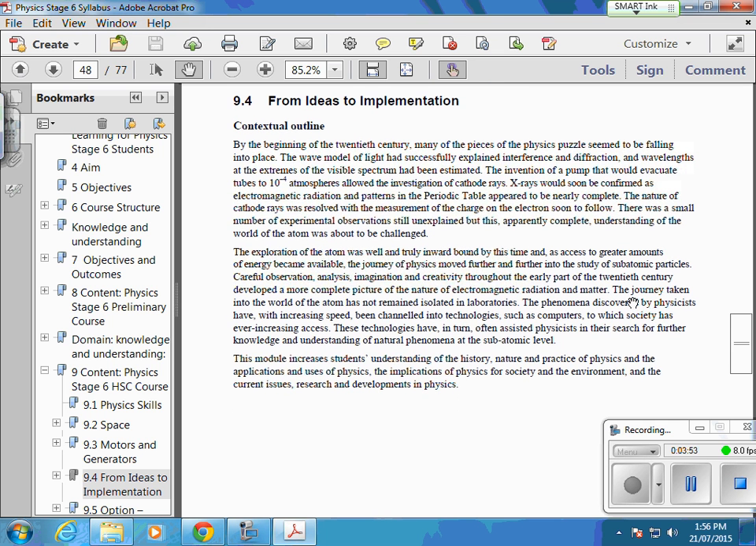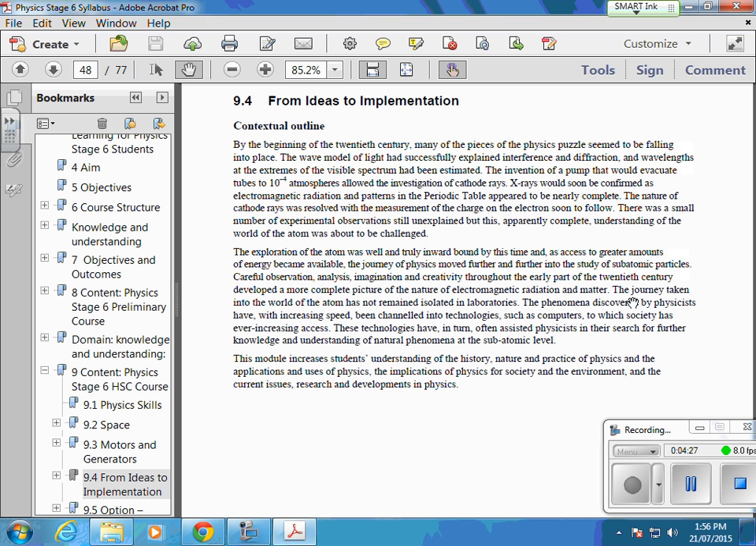So you look at this, and it talks about how at the beginning of the 20th century, many of the pieces of the physics puzzle seem to be falling into place. The wave model of light had successfully explained interference and diffraction, and wavelengths and extremes of the visible spectrum had been estimated. Now, notice talk about interference, diffraction, wavelengths. That's assumed knowledge out of year 11. So if you don't know what those things are, you're going to need to look back and learn what they are. The invention of a pump that would evacuate tubes to 10 to the minus 4 atmospheres allowed the investigations of cathode rays. And this is going to be one of the key concepts.